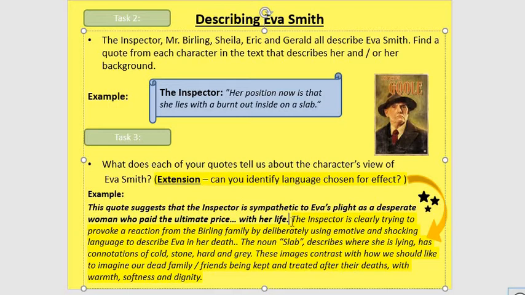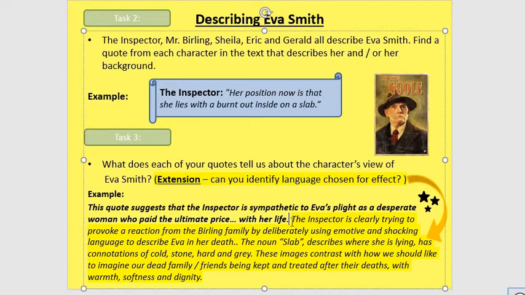So with the extension, the answer to this question now reads: this quote suggests that the Inspector is sympathetic to Eva's plight as a desperate woman who paid the ultimate price with her life. The extension: the Inspector is clearly trying to provoke a reaction from the Birling family by deliberately using emotive and shocking language to describe Eva in her death. The noun "slab" describes where she is lying, and it has connotations of cold, stone, hard and grey. These images contrast with how we should like to imagine our dead family or friends being kept and treated after their deaths, with warmth, softness and dignity.